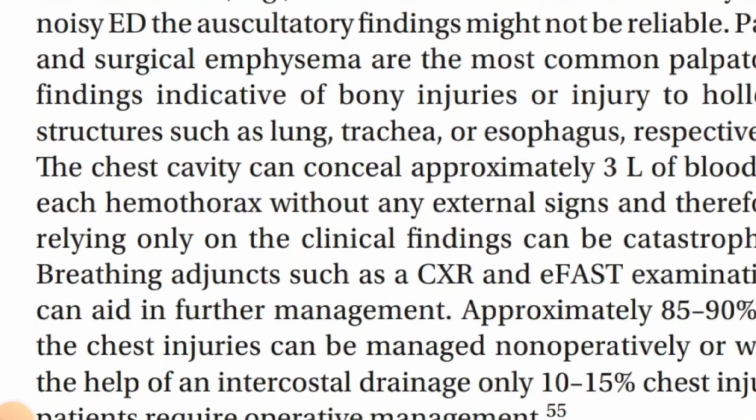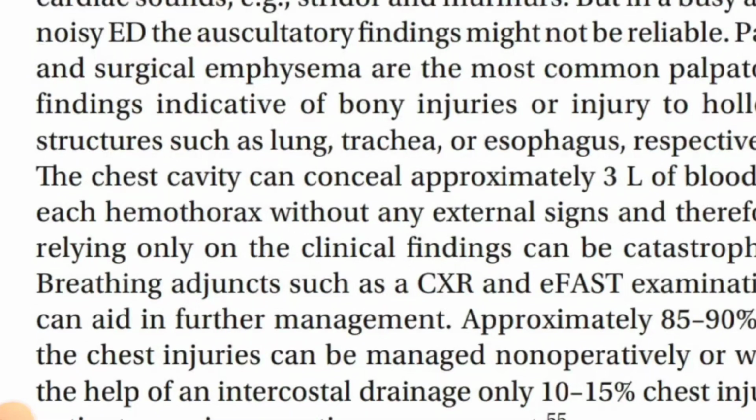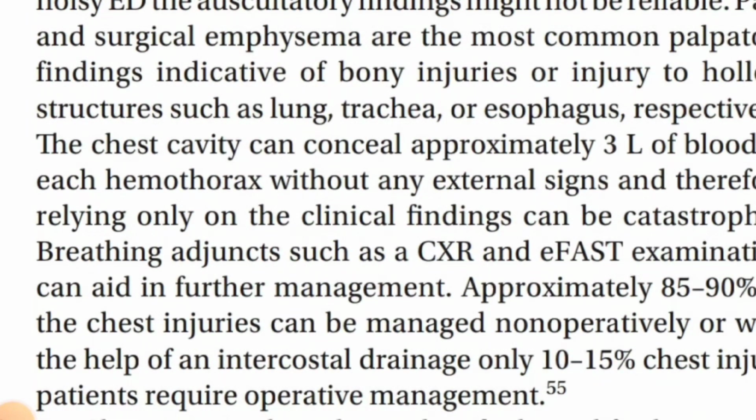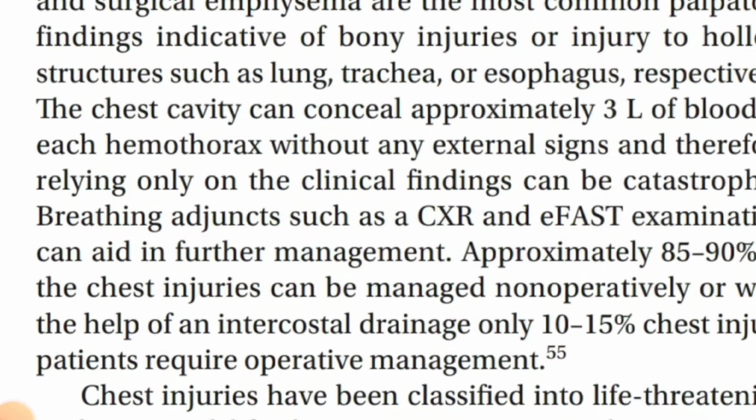The chest cavity can conceal approximately 3 liters of blood in each hemothorax without any external signs, and therefore relying only on clinical findings can be catastrophic. Breathing adjuncts such as chest x-ray and e-FAST examination can aid in further management. So guys, what happens in bilateral massive hemothorax? 1500 ml blood on one side, another 1500 ml on the other side, so a total of 3 liters, approximately 3000 ml. You have to go for x-ray or e-FAST examination for seeing further.